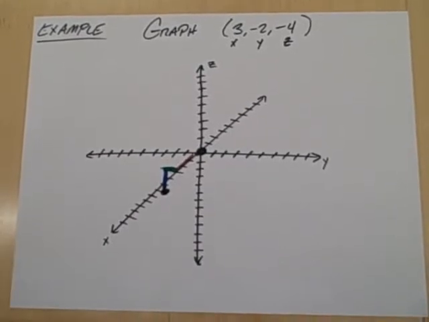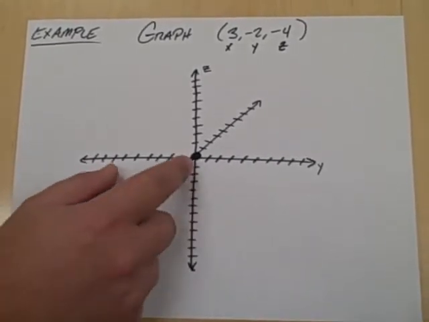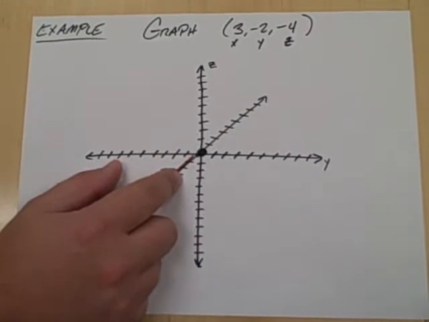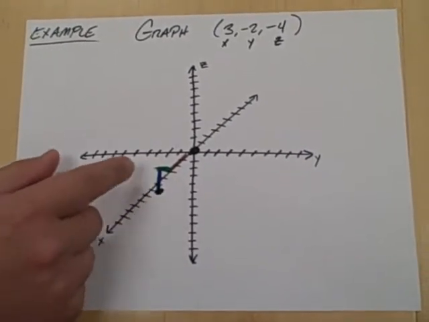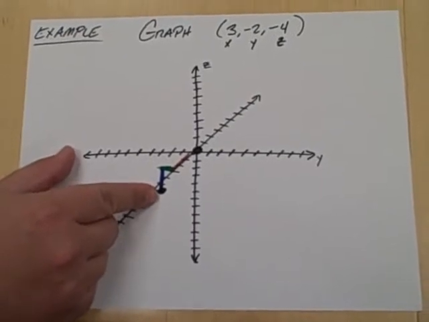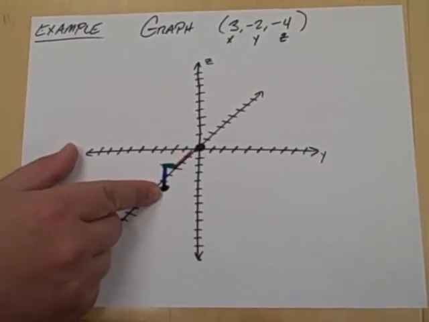And the first number tells us how far we move forward or backwards. It's positive, so I'm going to move forward 3 spaces. The second number is negative, so I move to the left 2 spaces. And the third number is negative, so I move down 4 spaces. So this is my new point, (3, -2, -4).